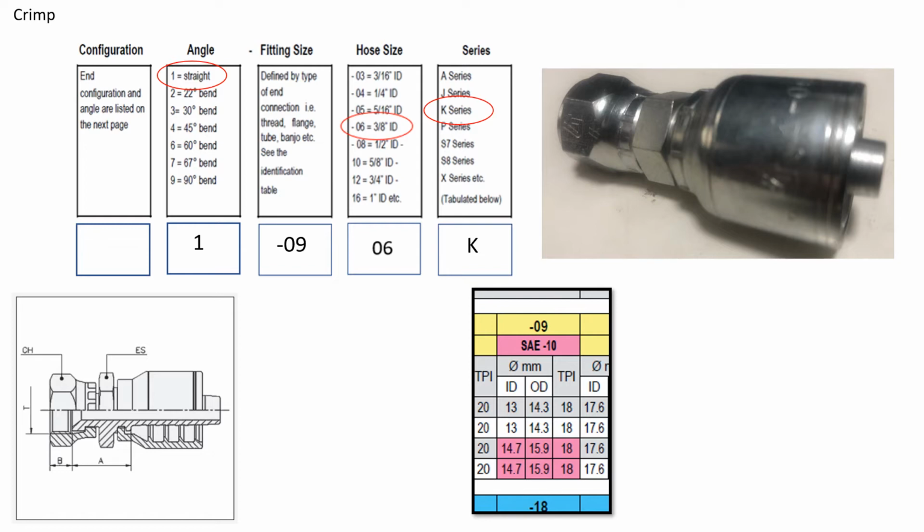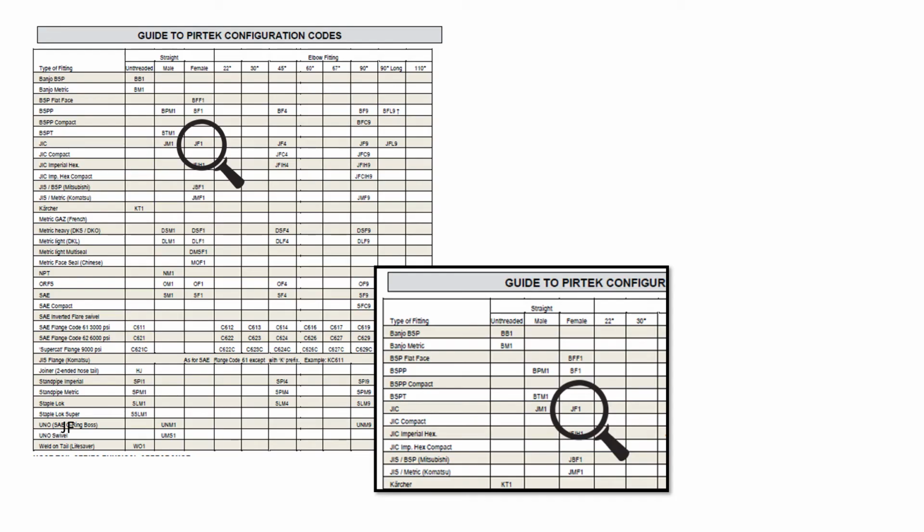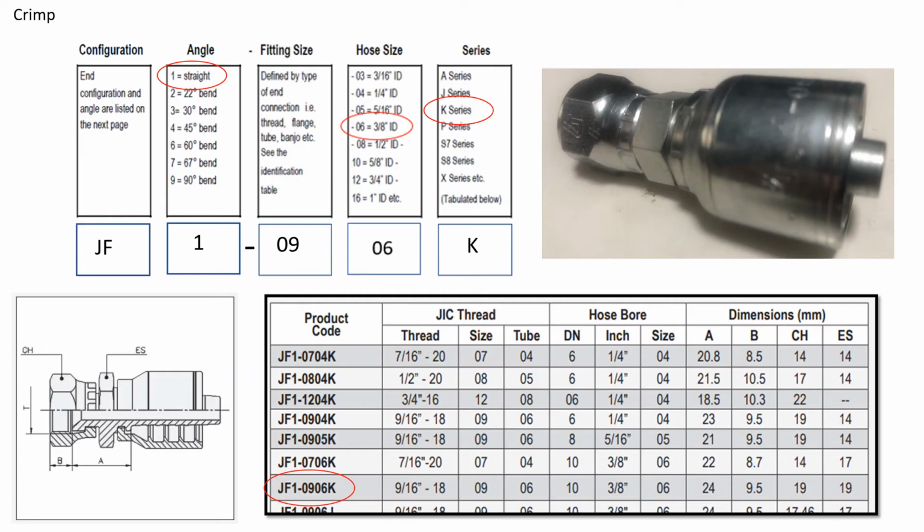We have identified our thread as a -09, which is 9/16. So we type in -09 in the fitting size template. If we reference the Pertech configuration codes for hose tails, we know that we're a JIC female straight, so that's a JF1. We have already determined that the angle is a 1, so all we do is type in JF for the configuration. So we're a JF1-0906K, and that's the first hose tail identified.